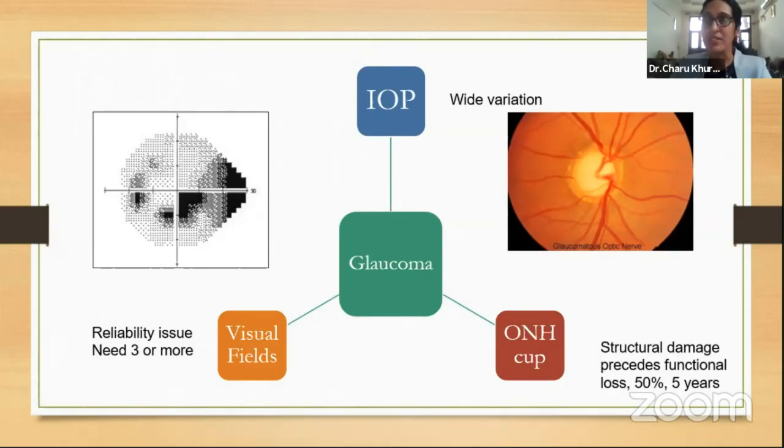Now, glaucoma, as we all know, is a triad of high intraocular pressure, optic nerve cupping, as well as visual field changes. But we know that there can be a wide variation in these, and often the cupping changes will precede the visual field loss by about 5 years.